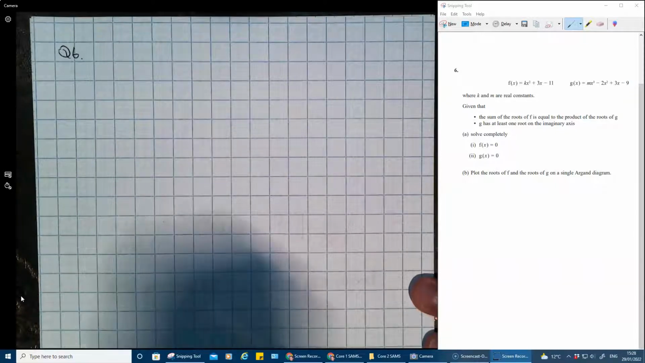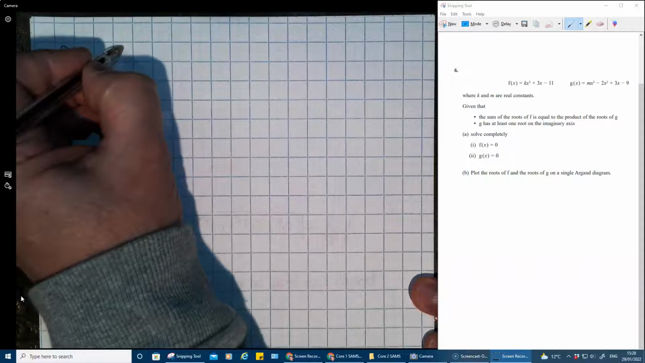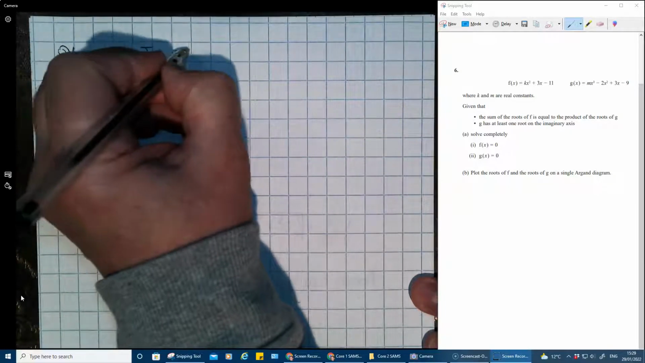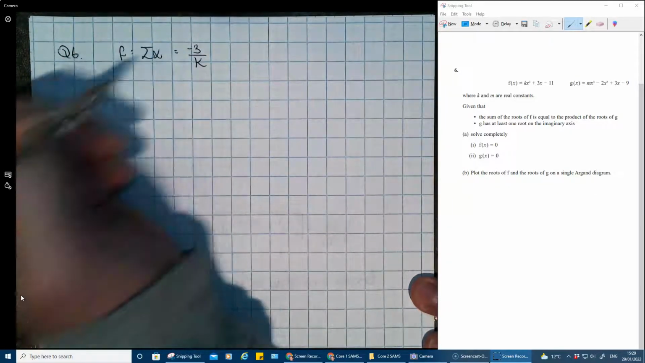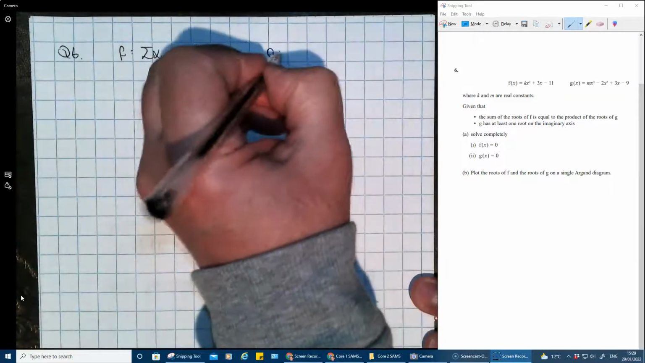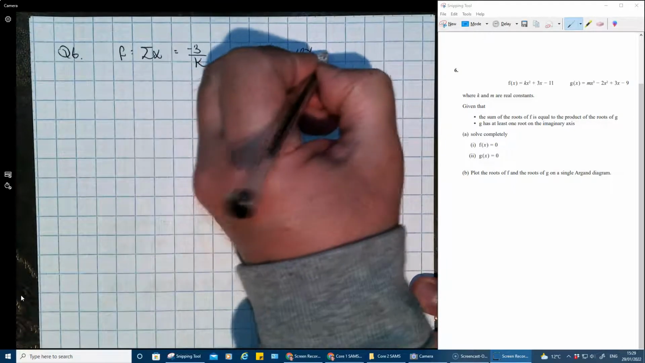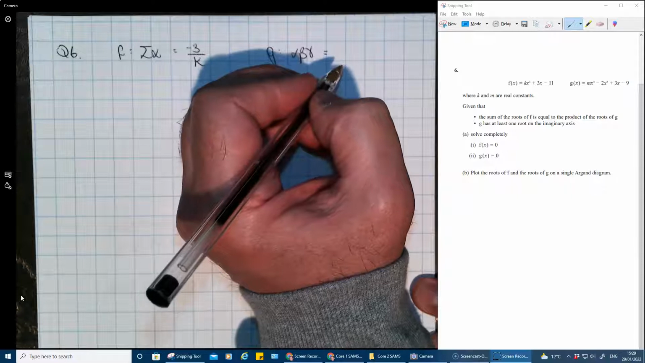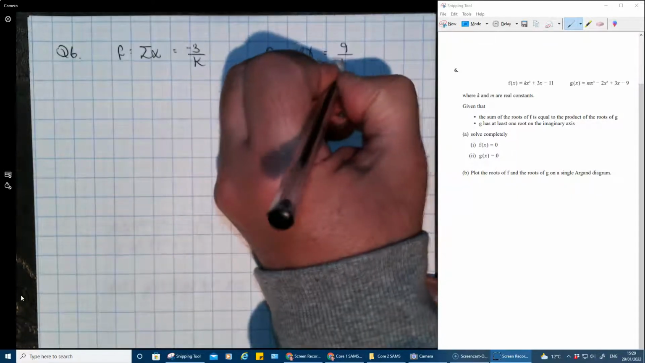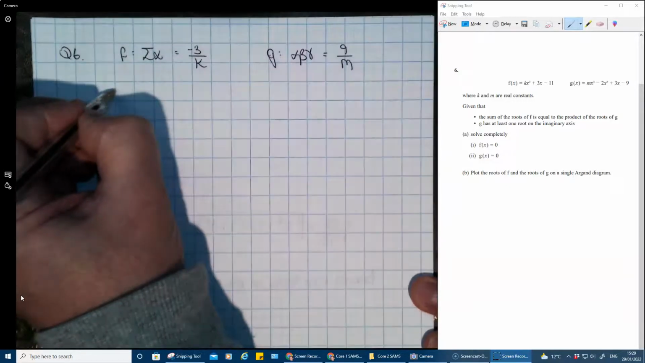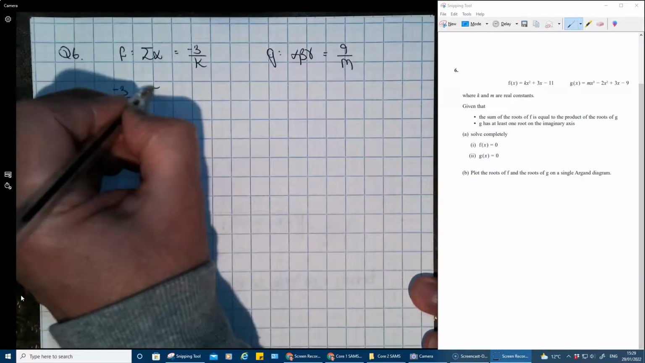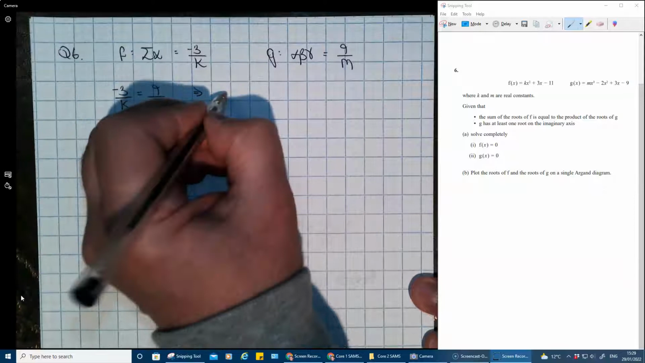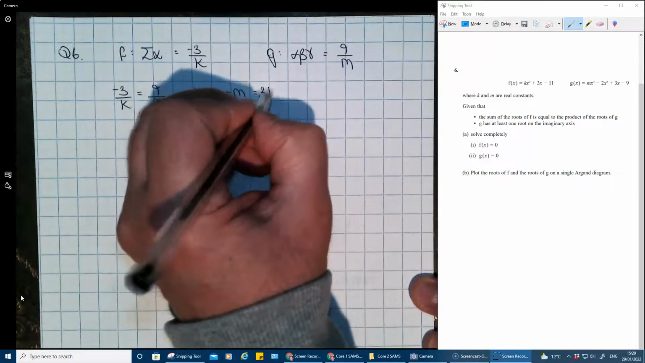Okay, the sum of the roots of f. So the sum of the roots for f is minus b over a, which is minus 3 over k. And for g, the product of the roots is minus d over a, which is 9 over m. We know those two are equal, so minus 3 over k equals 9 over m, which gives us minus m equals 3k.